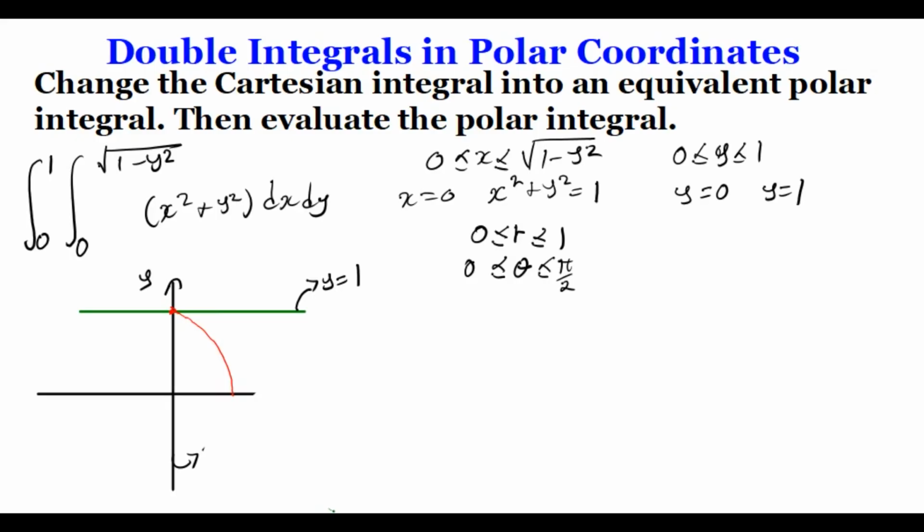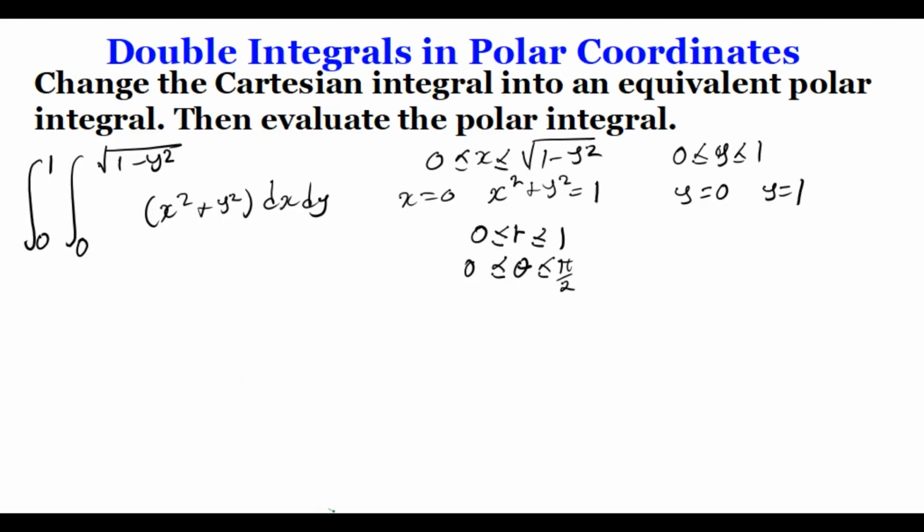Okay, so this is actually the most important part about these questions: being able to come up with the limits of integration. So for the theta, we said is from 0 to pi over 2. Then for our r is from 0 to 1. Then here you have your x squared, but this will no longer be x squared plus y squared. I can actually write this in polar form.